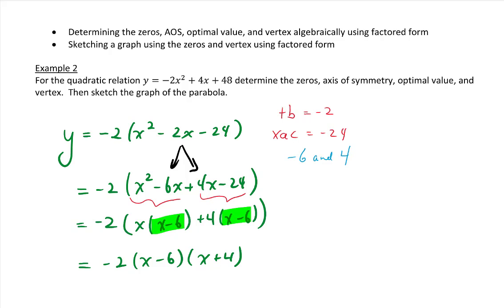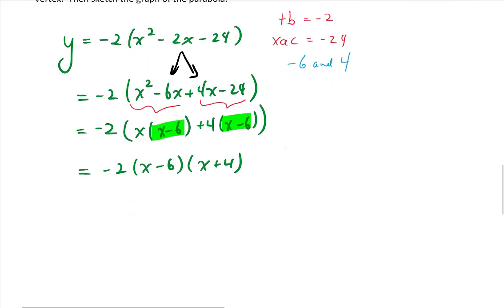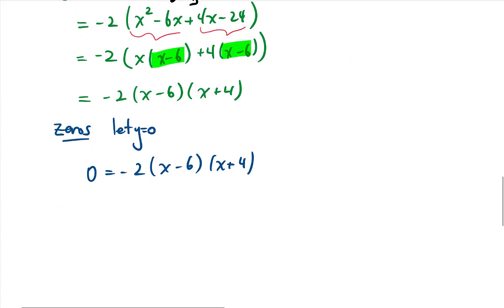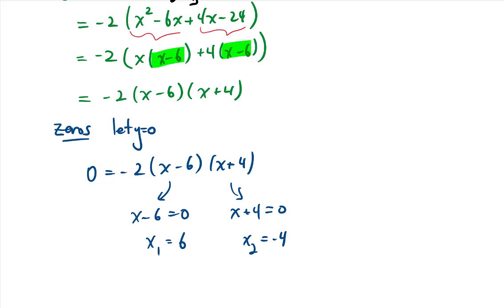Now let's get to the problem. We want to find the zeros, axis of symmetry, optimal value, and vertex, and then sketch. So step number 1, to find the zeros, we're going to let y equal 0. So we have 0 equals negative 2, x minus 6, x plus 4. Setting each factor equal to 0, x minus 6 equals 0, and x plus 4 equals 0. If we solve each of those linear equations, I get x1 equals positive 6, and x2 equals negative 4. There are our zeros, which can also be our x-intercepts.